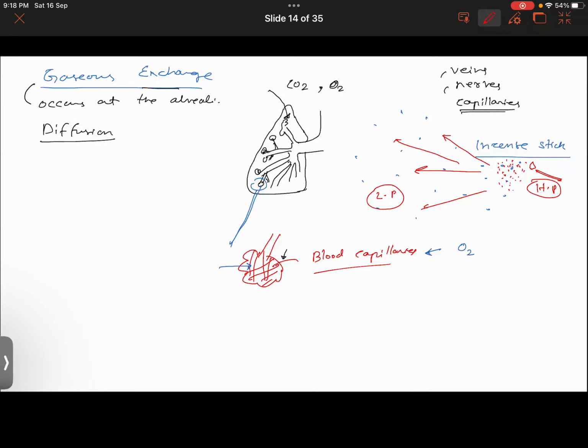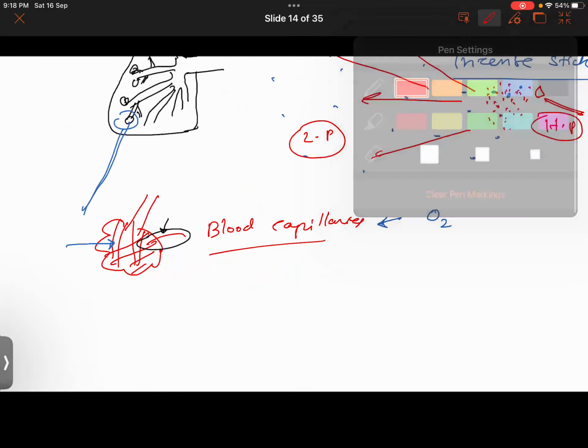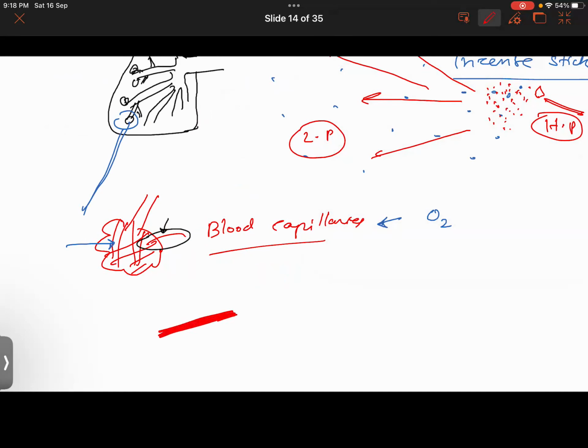In the same manner, suppose I take out any blood capillary from here. Suppose this is a blood capillary in which blood is moving, and I say that this blood contains a lesser amount of oxygen, let's say only two molecules of oxygen, while the air that has just come in contact with the alveoli has a greater amount of oxygen molecules. So here there is a high pressure of oxygen molecules, just outside the alveoli.